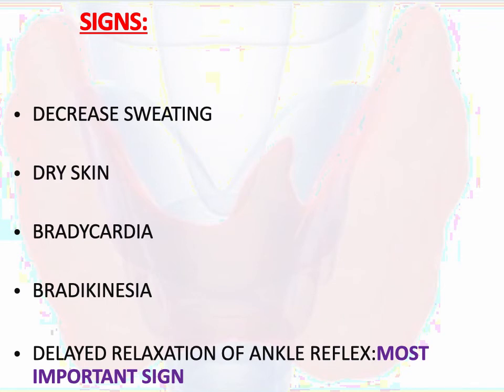Signs: decreased sweating. In hyper, it was increased sweating, palmar sweating. Here, this is decreased sweating, dry skin, bradycardia, and bradykinesia. And this is very important: the delayed relaxation of ankle reflex. Most important sign. There will be a slow ankle reflex. Okay?